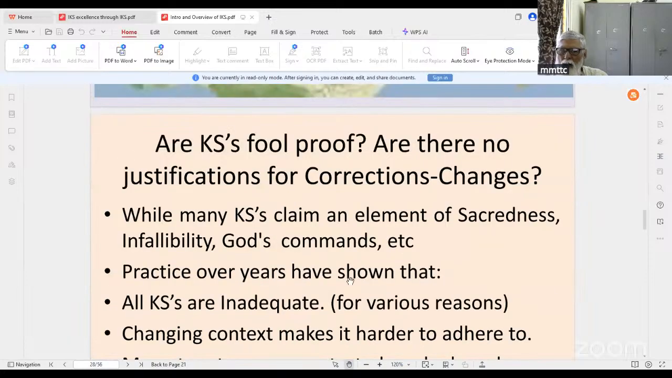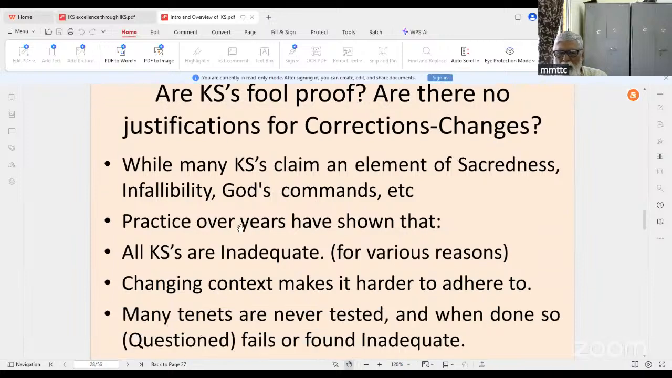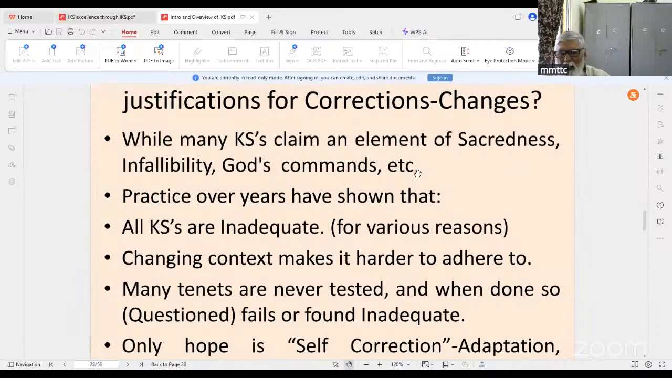Okay. So a question to ask: are knowledge systems foolproof? Are there no justifications for correction and changes? While many knowledge systems claim an element of sacredness, infallibility, God's command, etc., practice over the years has shown that all knowledge systems are inadequate for various reasons. Changing context makes it harder to adhere to. Many tenets are never tested, and when tested or questioned, they fail.